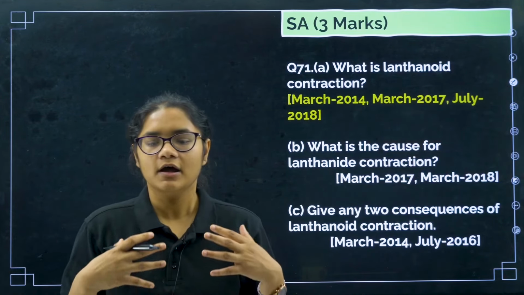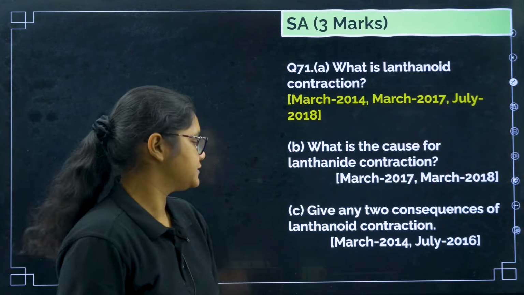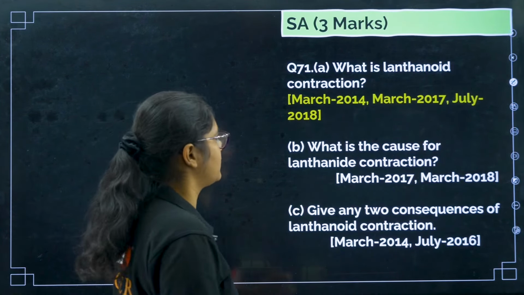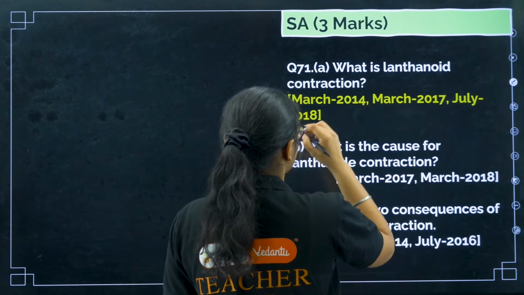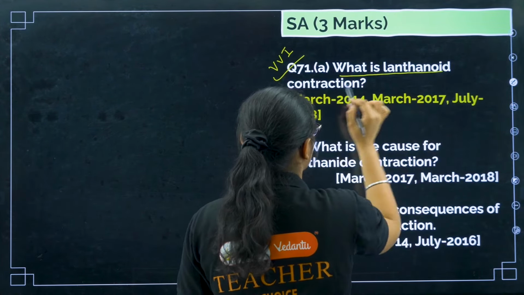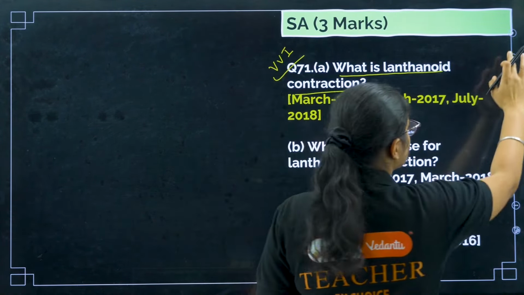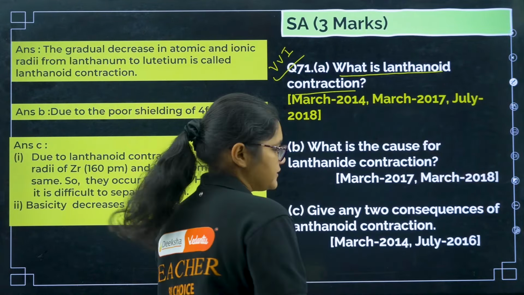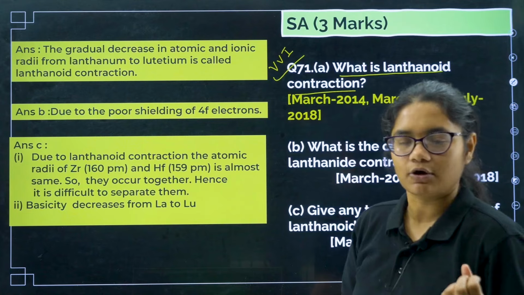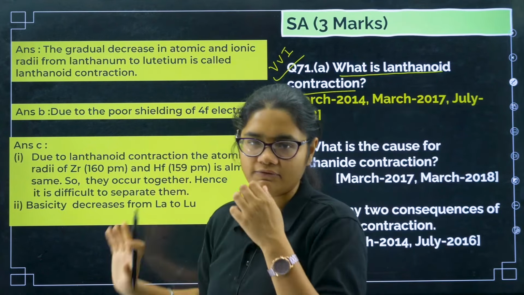Next we'll move to what is lanthanide contraction. Write the cause for lanthanide contraction and the consequences of lanthanide contraction. This is again a very important question, so please do not miss it. Lanthanide contraction is the steady decrease in the size of the ions across the period. Cause of lanthanide contraction: poor shielding effect of 4f orbitals.